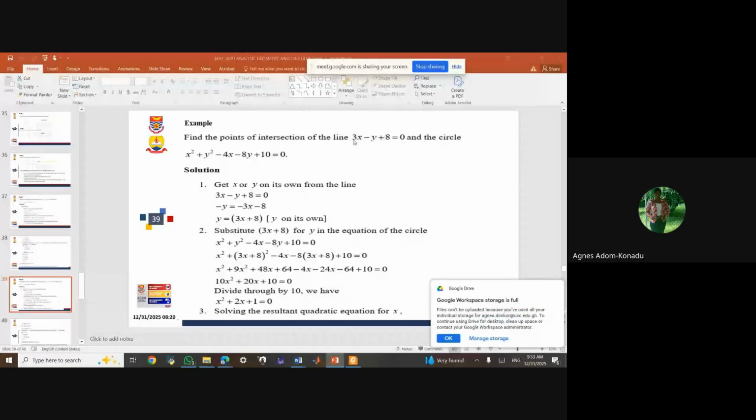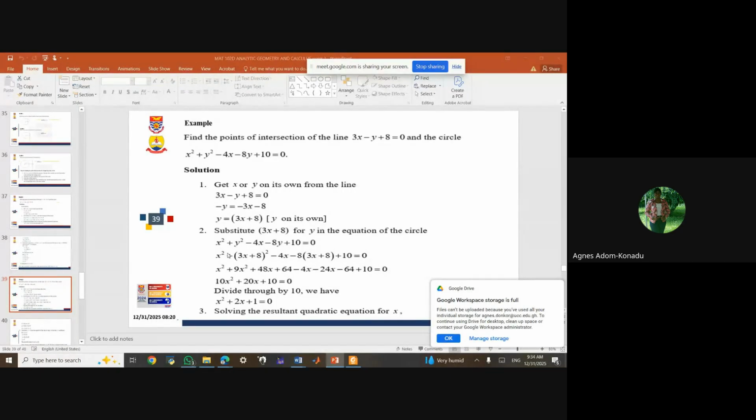So here we have to make y the subject, because making y the subject will be easier. So making y the subject, we're going to get y to be 3x plus 8. Then in place of y, I'll substitute 3x plus 8 in the equation of the circle. So I'm going to get x squared plus (3x plus 8) squared minus 4x minus 8 into bracket 3x plus 8, plus 10 equal to 0.